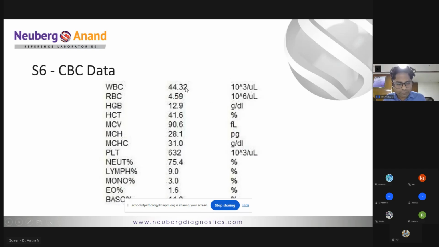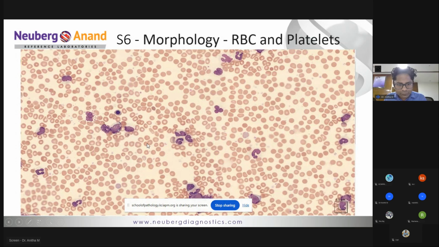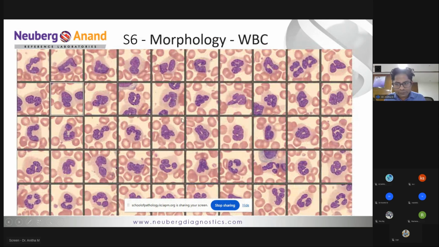The WBC is at 44,000, with near normal hemoglobin, but the platelets are increased. When we looked at the RBCs, since it's a static image and we have taken a few areas, these are slightly artifactual. We'll not discuss much about that because the hemoglobin is near normal. But as we can see, we have a lot of eosinophils, some basophils, and then the mature neutrophils, and this was what was given.